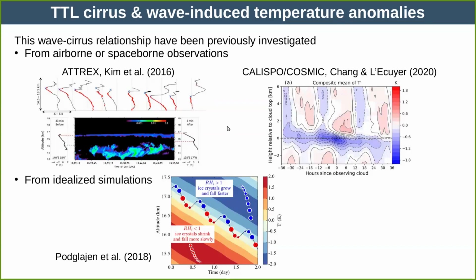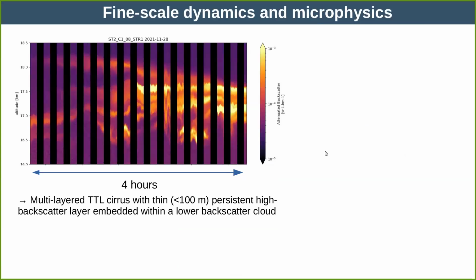So observation gives a good statistical point of view about the correlation of cirrus clouds and cold temperature anomalies. And the simulations hypothesize some processes that are responsible for this correlation. But using BCool observation, we can go down to really fine scale, taking advantage of the very high vertical resolution and unique temporal resolution of this observation.